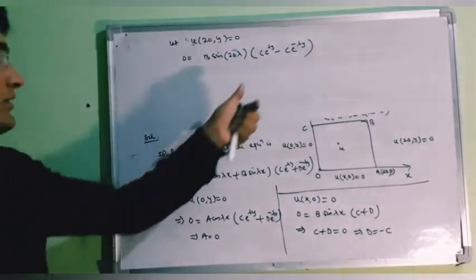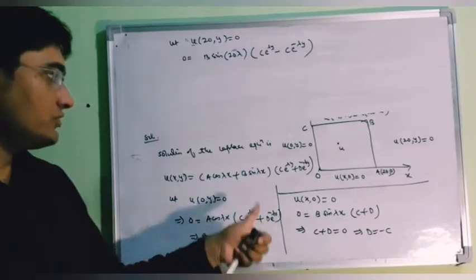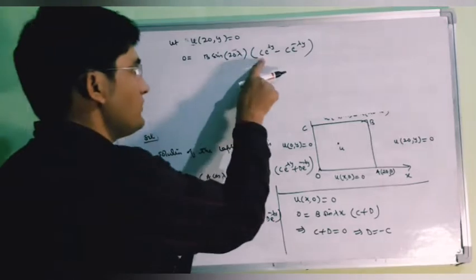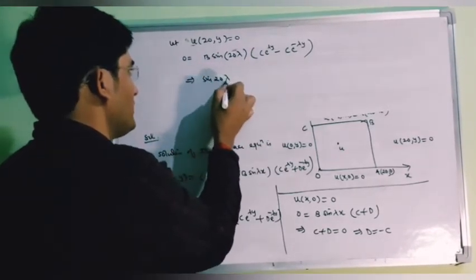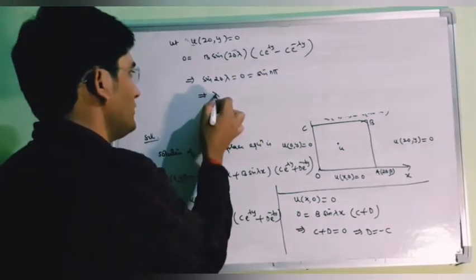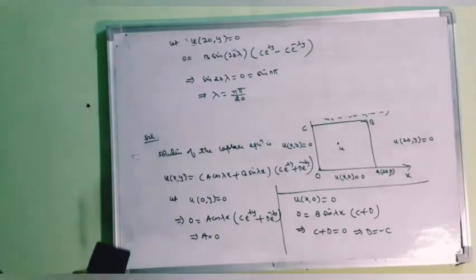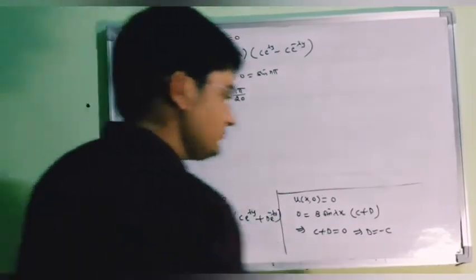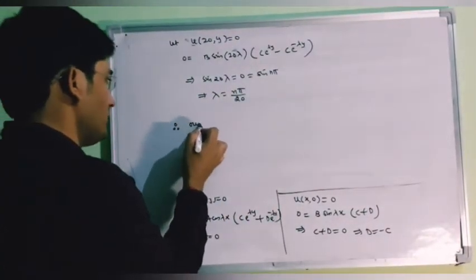Again c cannot be 0, because otherwise this solution will become 0. If c is 0 or b is 0, your solution will be 0. So this constant b into c cannot be 0. So we will have sin 20λ = 0. That means this is sin nπ. So our λ will be nπ/20, where 20 is the length of the edge of the rectangular plate.